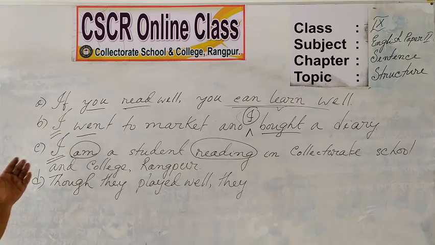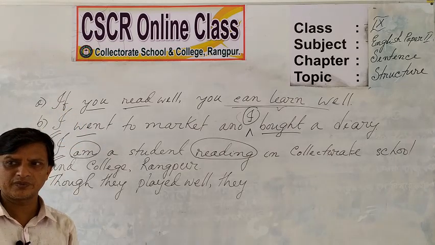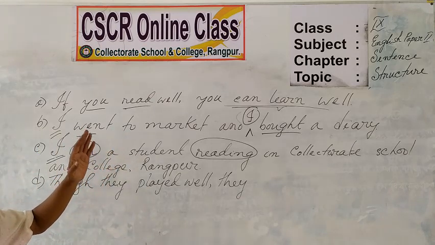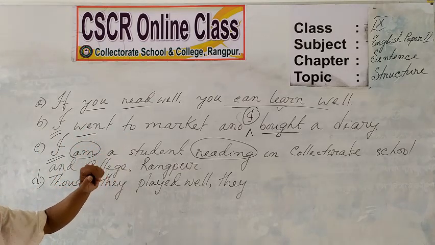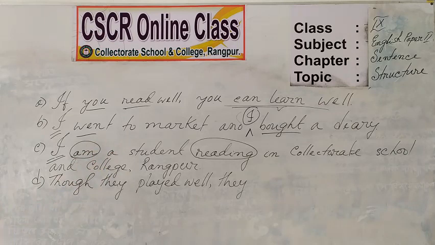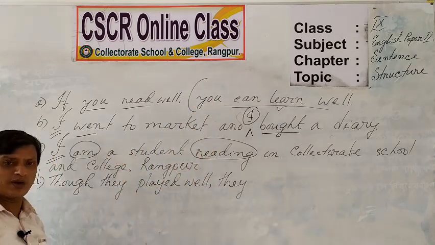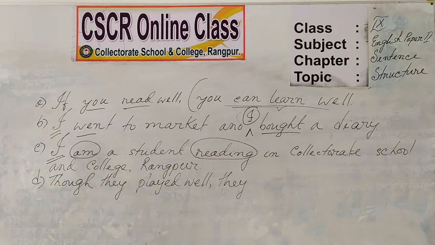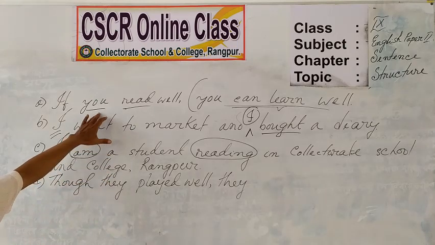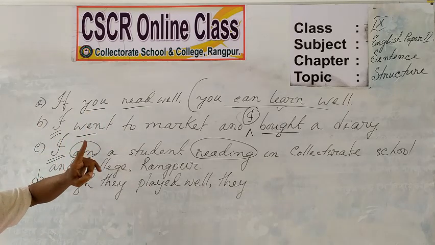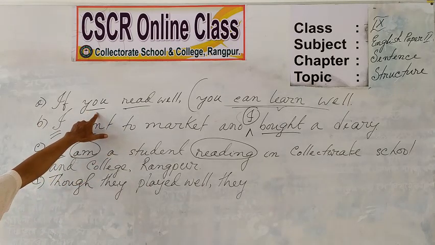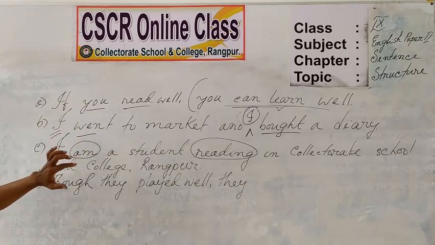Dear students, you can learn well. Yes, here is also the subject you and the finite verb can learn. If we read only this part, you can learn well, it gives the full meaning. So it is a sentence. That means it is the main part of the sentence. Of the two parts, one is the main clause, and another is the subordinate clause. So it is a complex sentence.